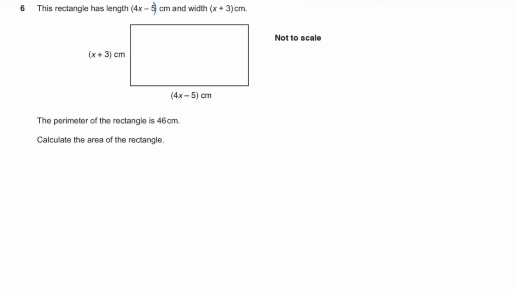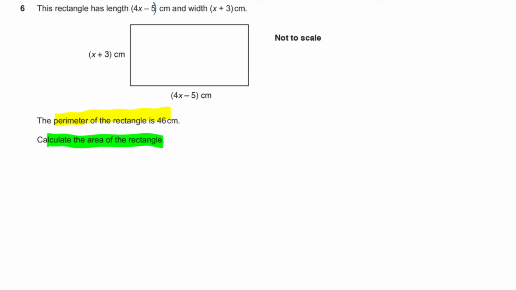Question 6. This rectangle has a length of 4x minus 5 centimeters and a width of x plus 3 centimeters. We're told that the perimeter of the rectangle is 46 centimeters, and we need to calculate the area of the rectangle. Okay, so we've got two things to do here. First off, we're going to form a linear equation in x using this perimeter fact here. Hopefully then that tells us what x is, and we can then go on to calculate the area of the rectangle after that, can't we?